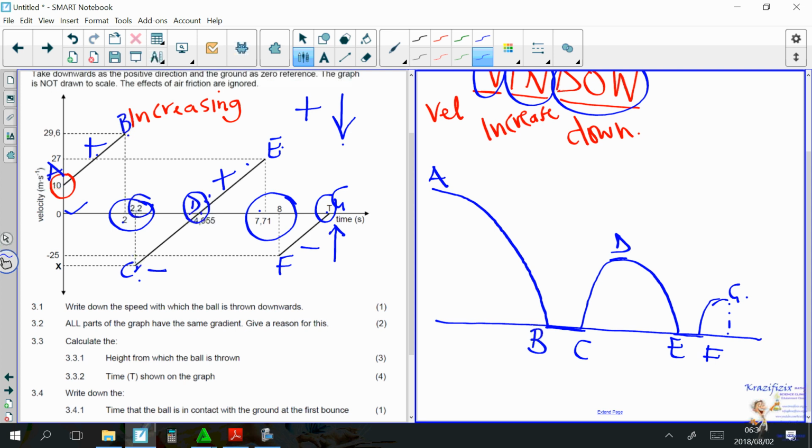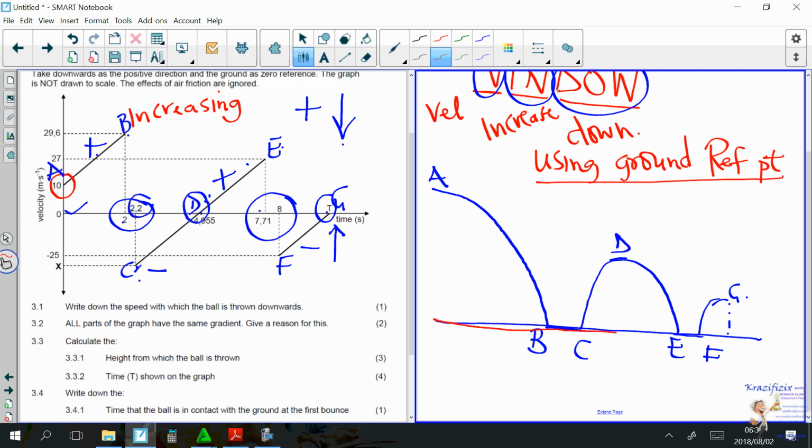Guys, this is my sketch. And you know what you have done with the sketch? You have actually drawn your position time graph. Let me show you quickly. Let's draw a position time graph using the ground as reference point. I go to my ground on the graph and draw my x-axis using ground as reference, and my y at the beginning. That's your position time graph. Just understanding the graph alone, you have drawn your position time graph by sketching.